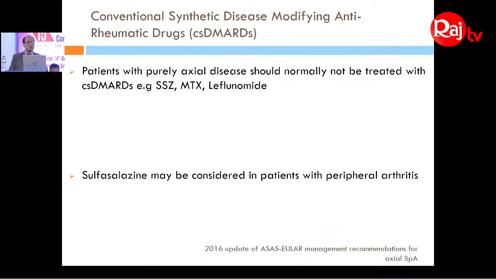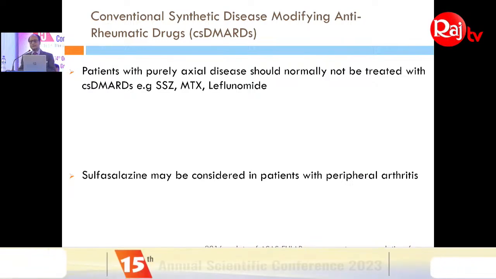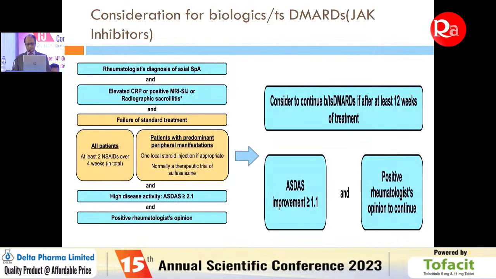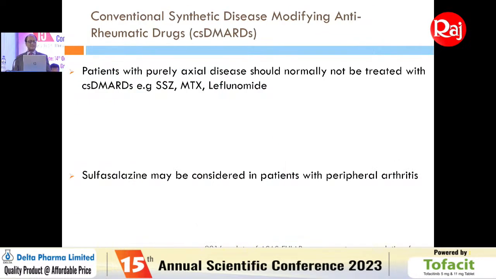Now what about conventional synthetic DMARDs? What does it mean? Sulfasalazine, methotrexate, leflunomide. These are the drugs we call conventional synthetic disease modifying anti-rheumatic drugs. The recent recommendation is that we have no scope to use methotrexate and possibly leflunomide in spondyloarthritis, definitely axial. But if peripheral involvement is there, we can try sulfasalazine.